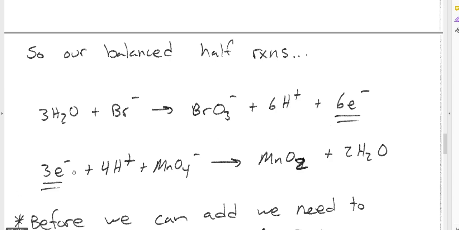Okay? But let's say this was 3 and this was 2. If this was 3 electrons and that was 2 electrons, we would have to triple this equation, and we would have to double that equation. You have to make sure the number of electrons are equal, right?